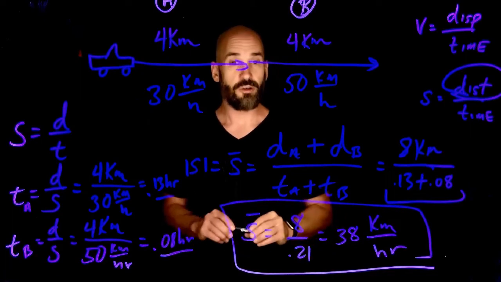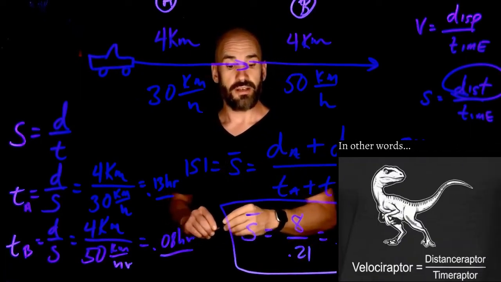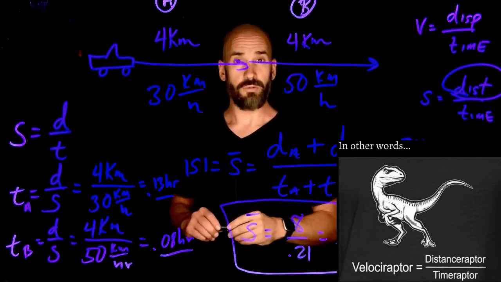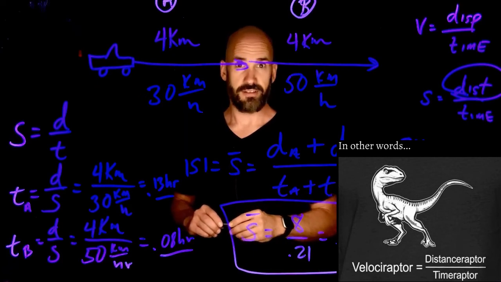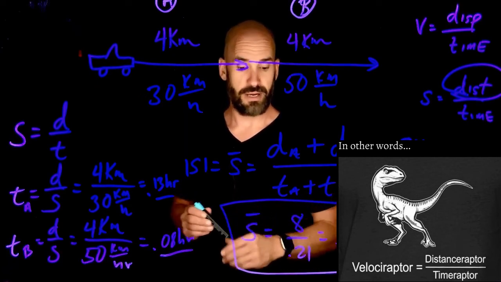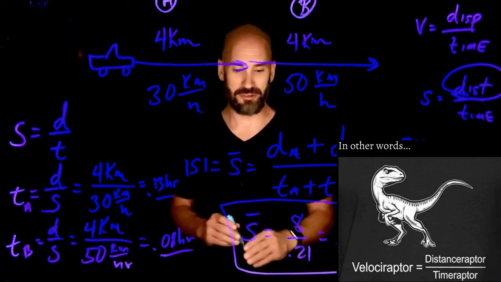If you guys could go ahead and click to the next slide, you see a meme that hopefully never lets you forget this. That is that the velociraptor is equal to the distance raptor divided by the time raptor. It is so cheesy. I'm sorry, that was a dad joke. Oh my God, I'm so embarrassed now.